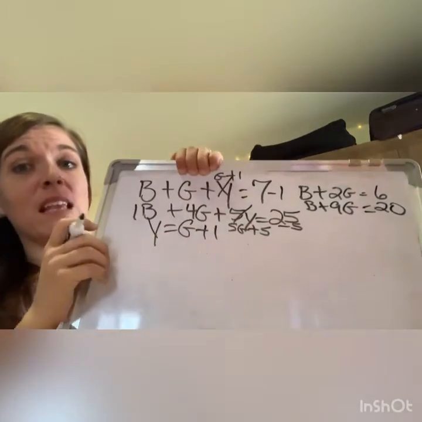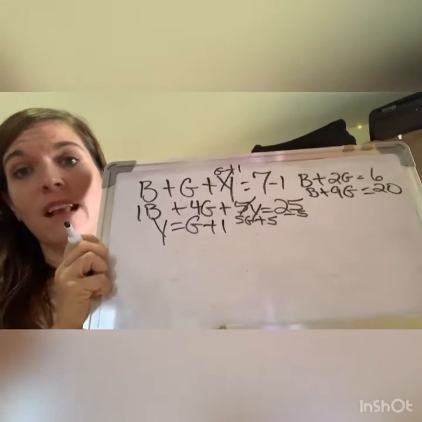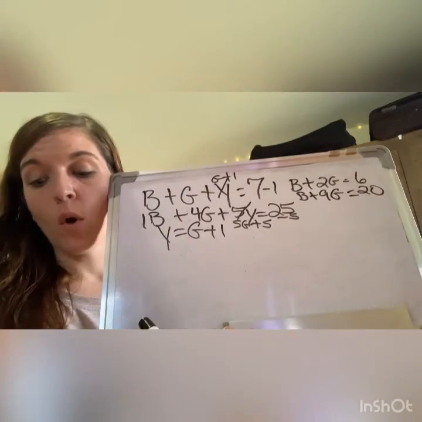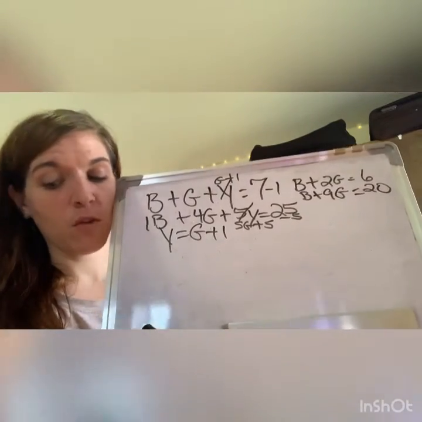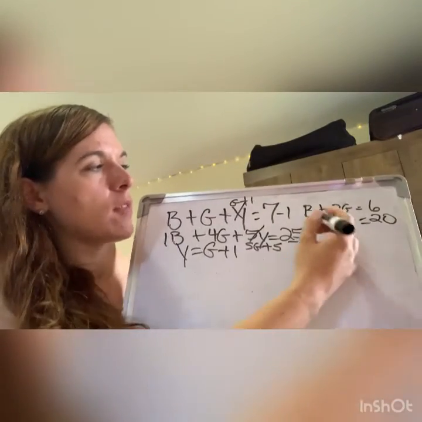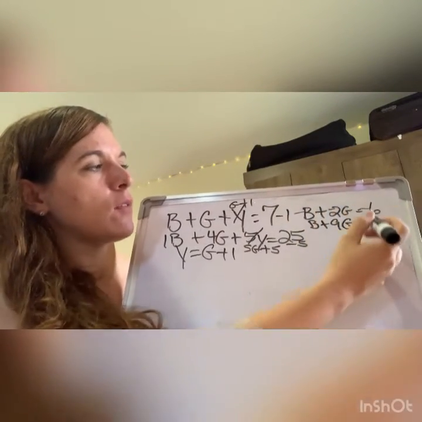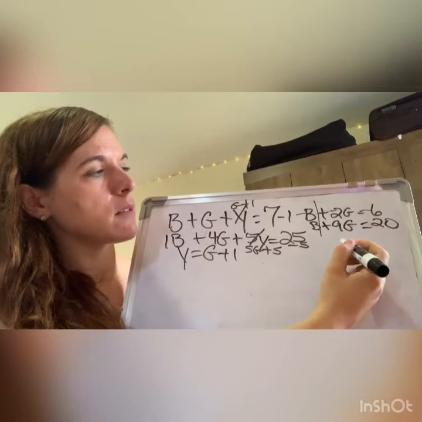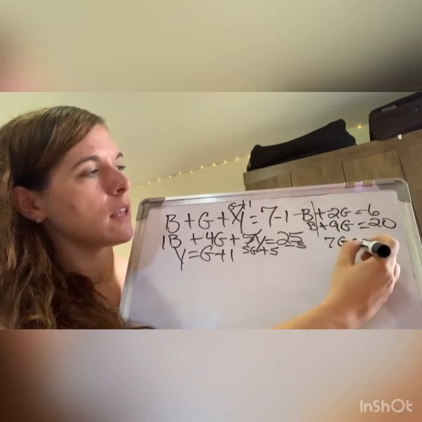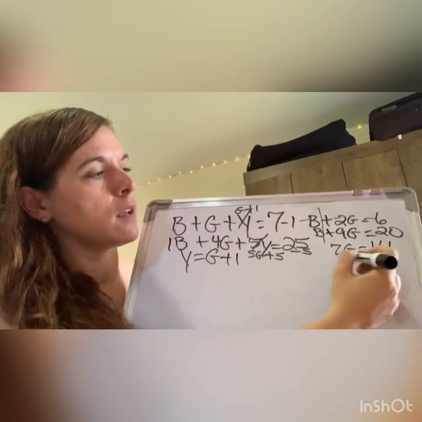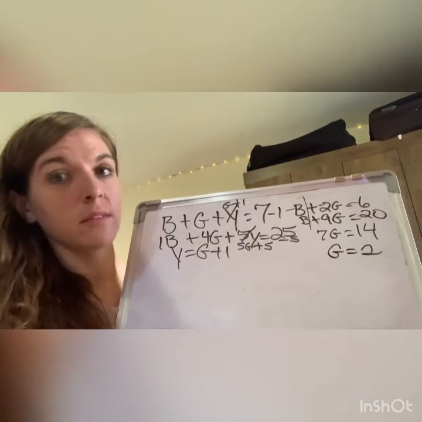Okay, so now they made it so easy for us because we can just cancel out those b's by making one whole equation the negatives, right? Which is what I'm going to do. Let's do it on the top. Negative, negative, negative. So that's going to cancel out our b's. We're going to have 7g equals 14. So g equals 2, right?